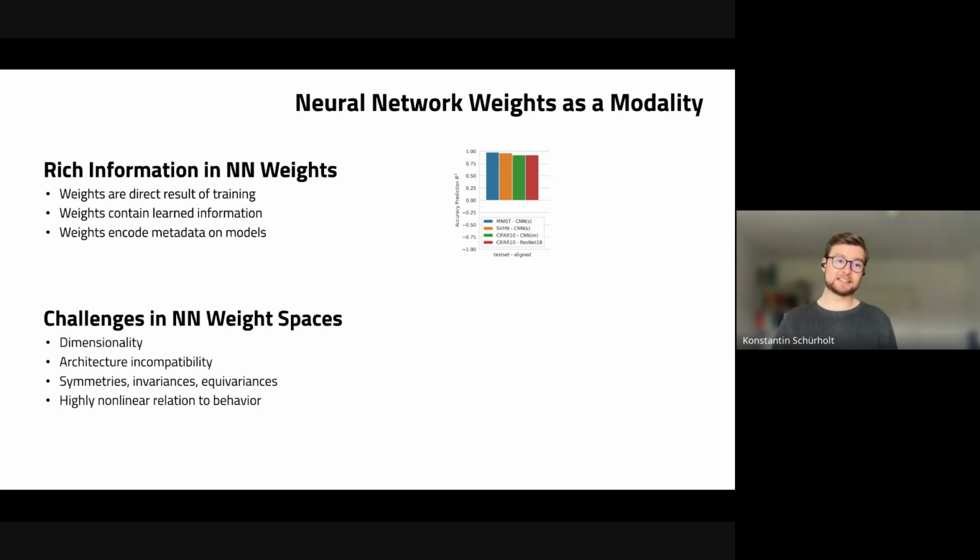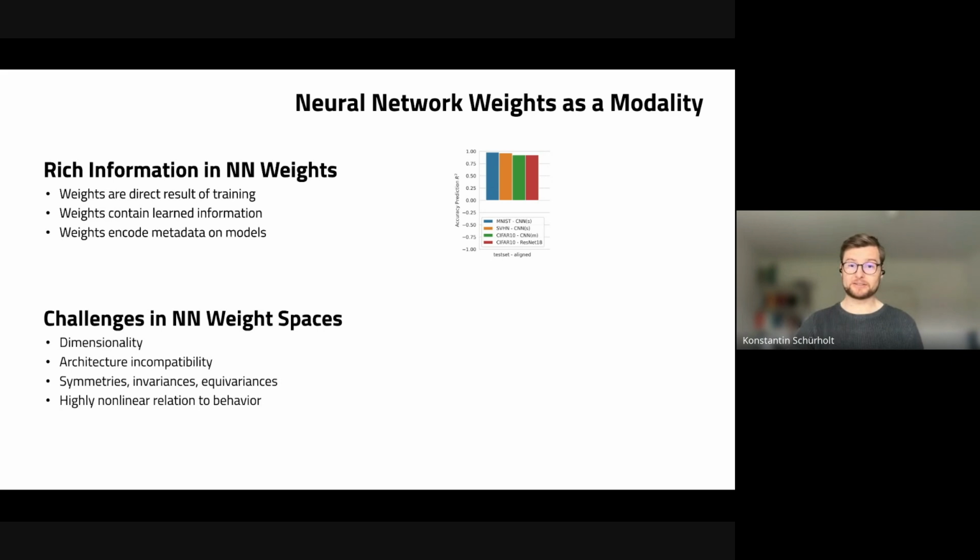Then the spaces of different architectures don't align. That's also pretty obvious for models that have different sizes, different numbers of parameters. Those spaces don't align, but even if the models have the same amount of parameters, then maybe they have different distribution of what parameter goes where. So spaces don't align generally.